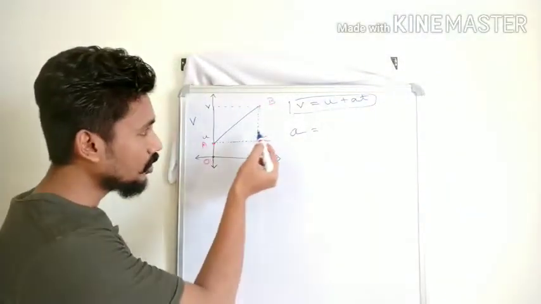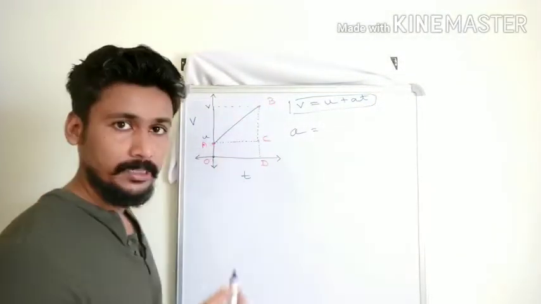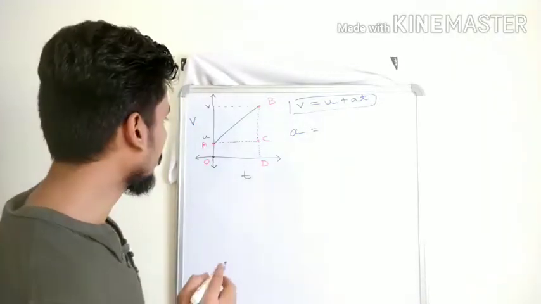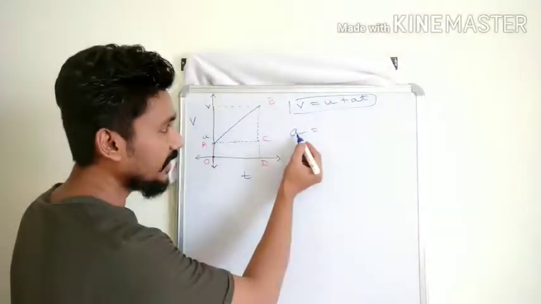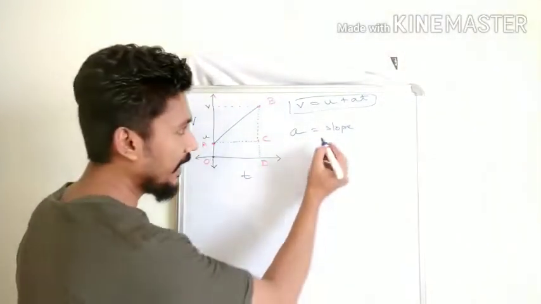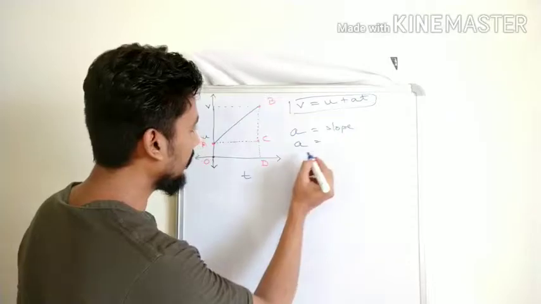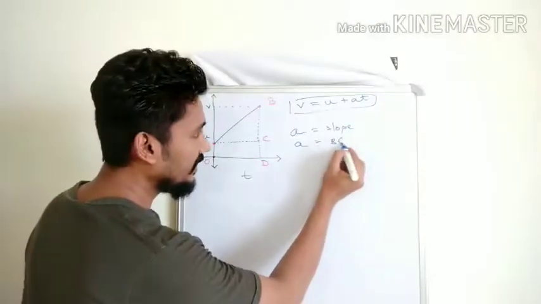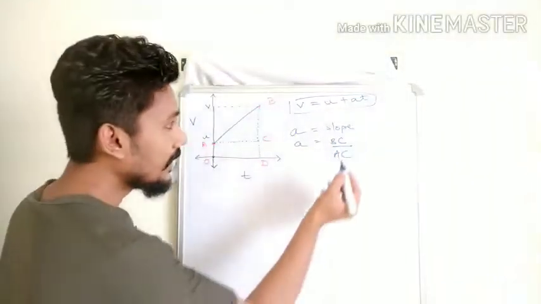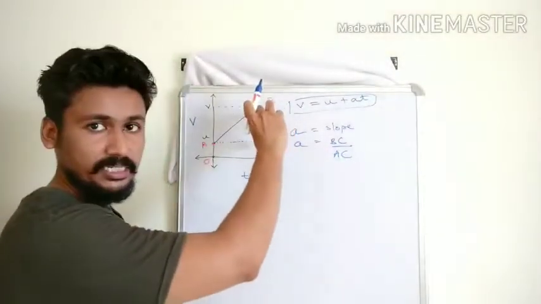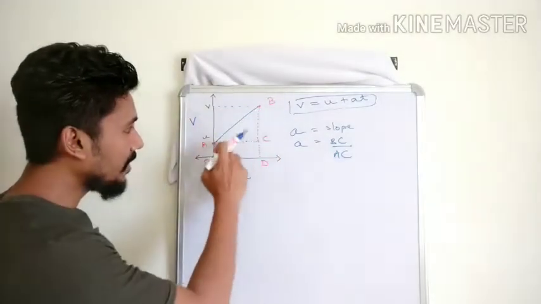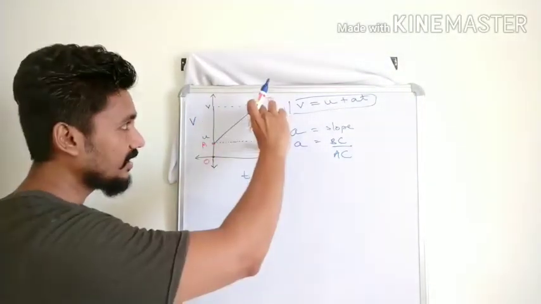So if A is the acceleration, this will be equal to the slope. And how much will be the slope? BC upon AC. I hope you remember that formula also. Previously we have already seen this. So acceleration will be equal to the slope of the graph, A will be equal to BC upon AC. Correct. Now how much is BC? This is BC. You can see that BC is nothing but V minus U. Correct. You can see this part is BC.